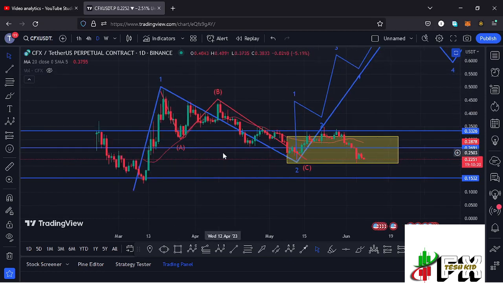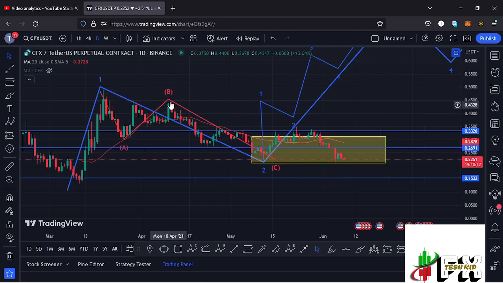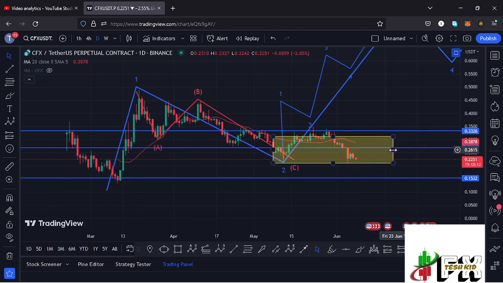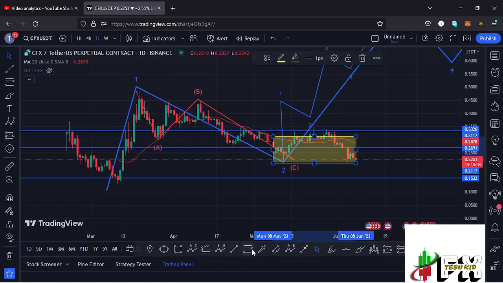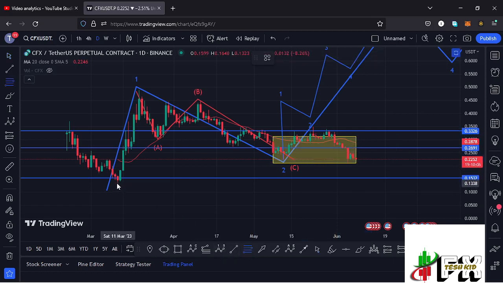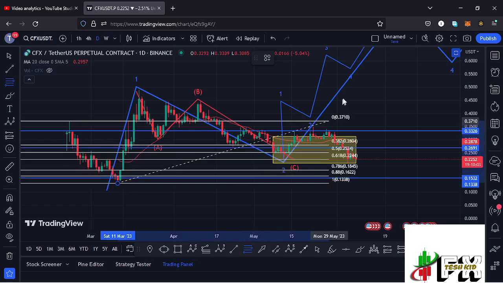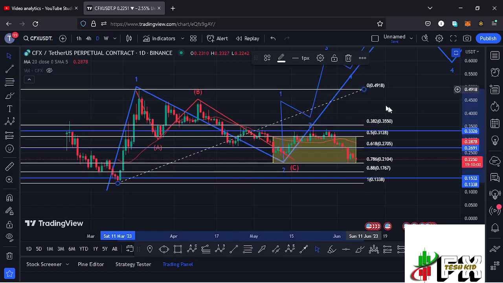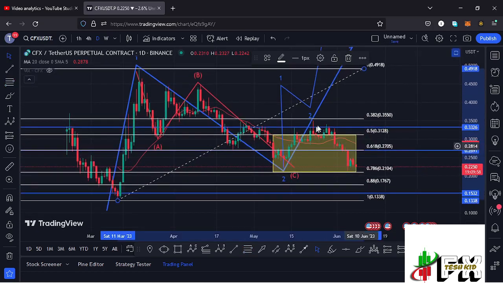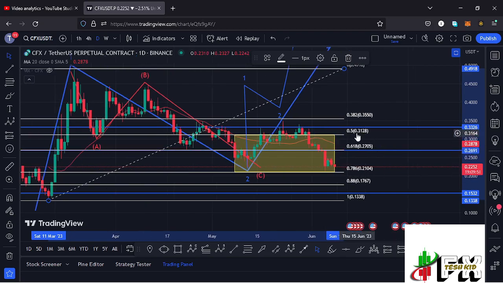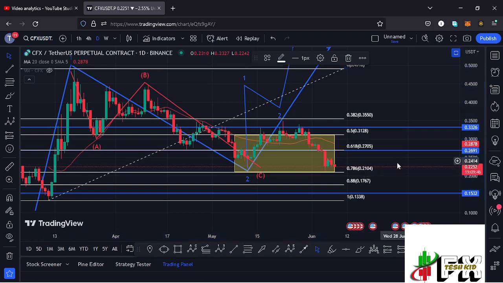Then we started a corrective ABC structure, getting into the minimum retracement area for that wave 2, highlighted on the charts using this yellow target area that I came up with by connecting the fibs from the low of the first wave to the high of wave 1. The minimum retracement area is between the fib level 0.5 and the fib level 0.78, an area between the $0.3128 mark and the $0.2104 mark.